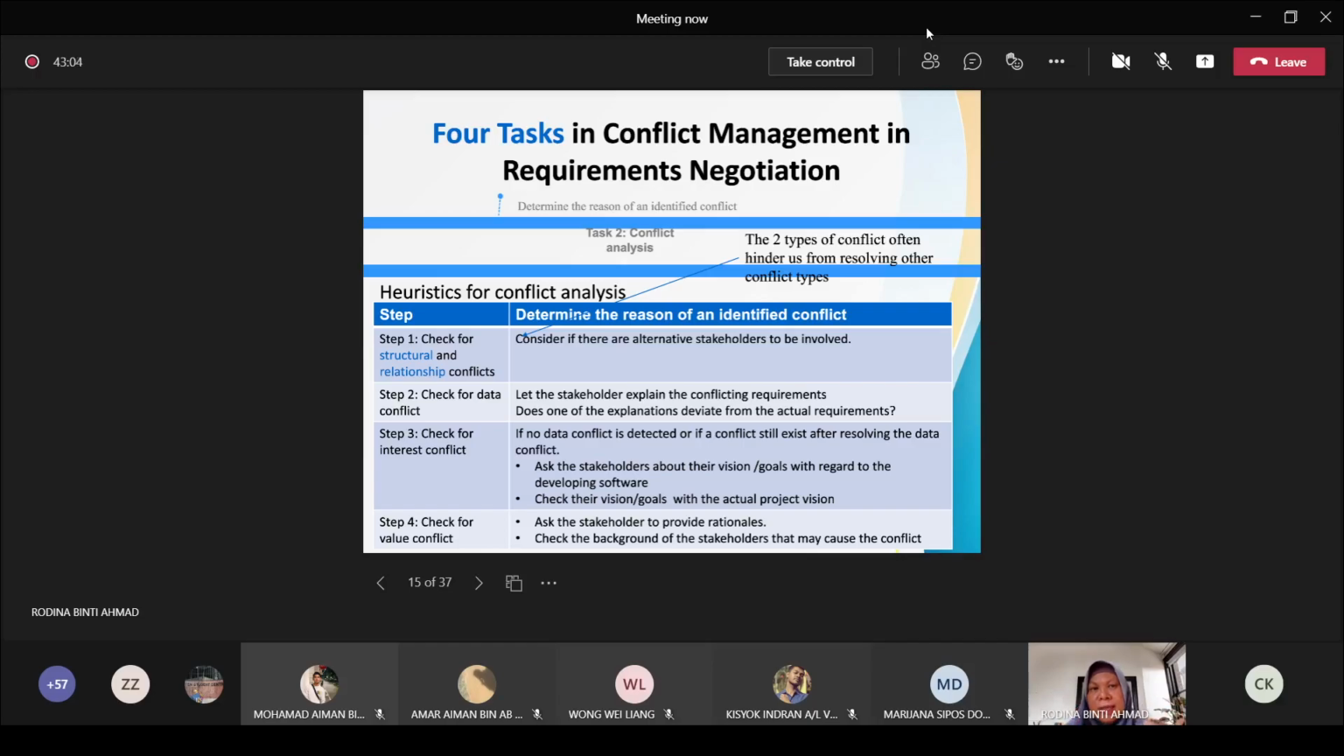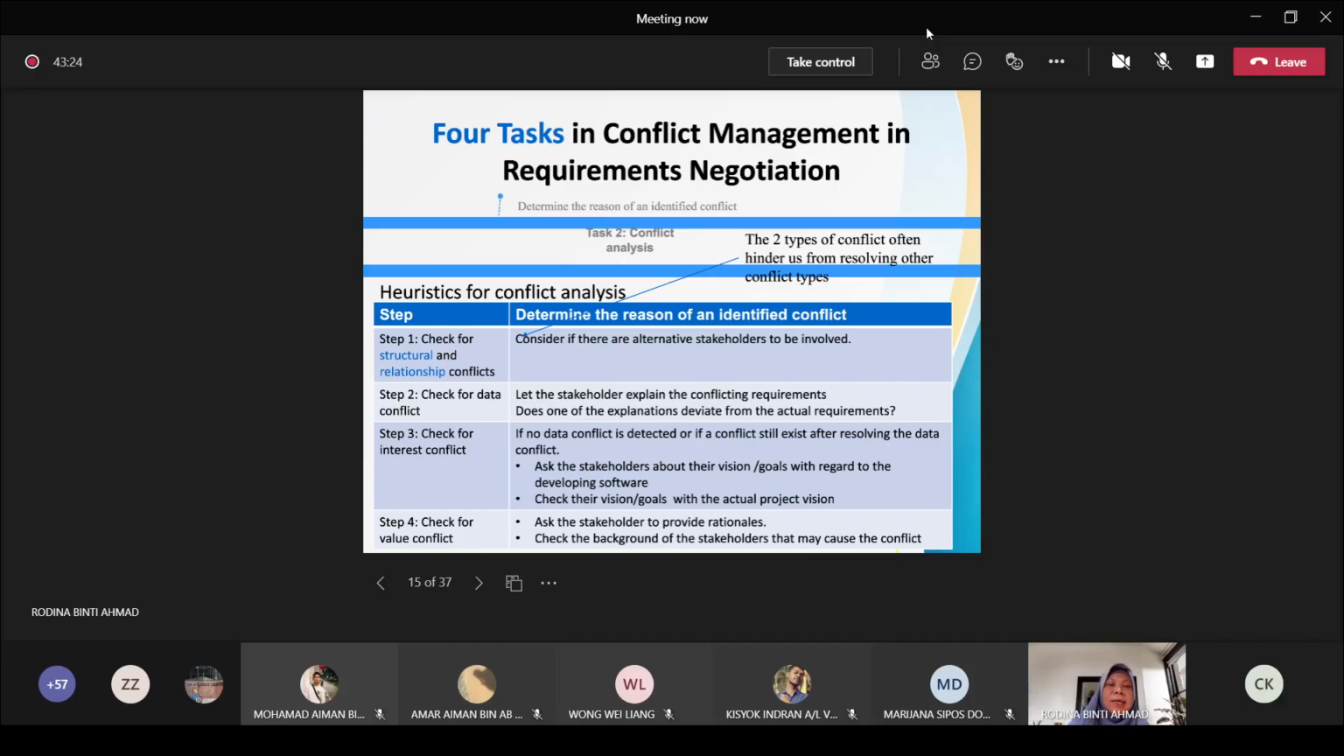If you notice that they have misinformation, then you know that, of course, this is due to data conflicts. There exist data conflicts here, meaning that they are in conflict because of not enough information, insufficient information, or misinformation about the requirements.